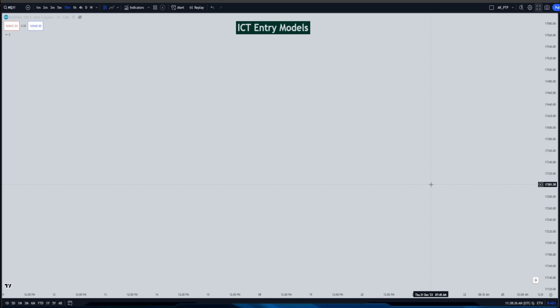I'm back with another video, and in today's video I'm going to talk about ICT entry models. Now there are a lot of entry models that ICT has introduced throughout his videos over 6 years. I am going to talk about the few major entry models that most of the ICT traders are using and I'm personally using for myself.